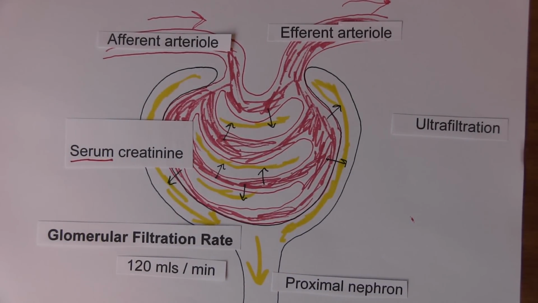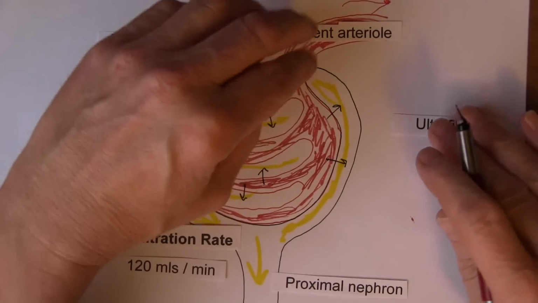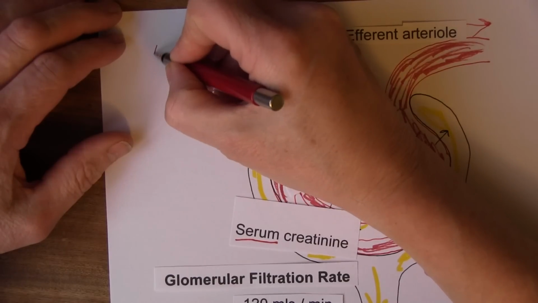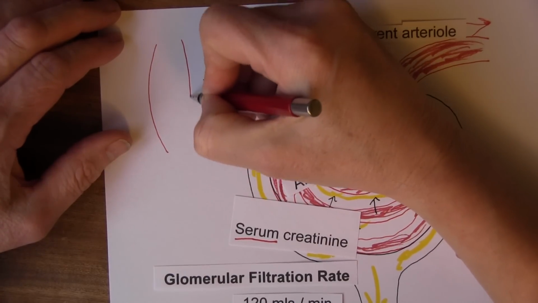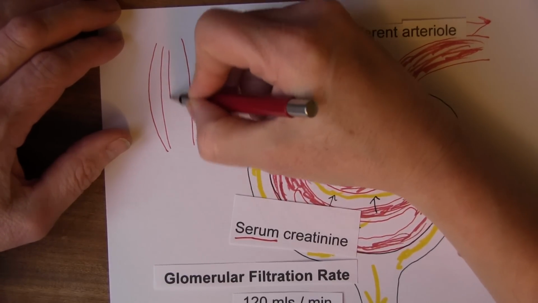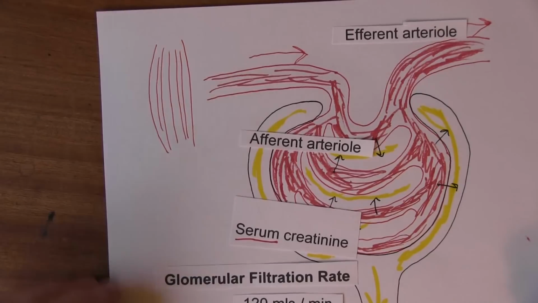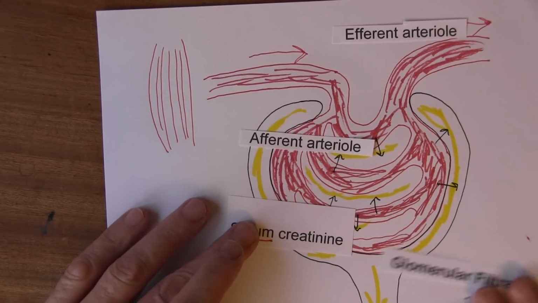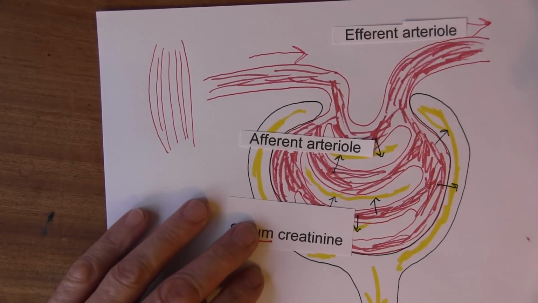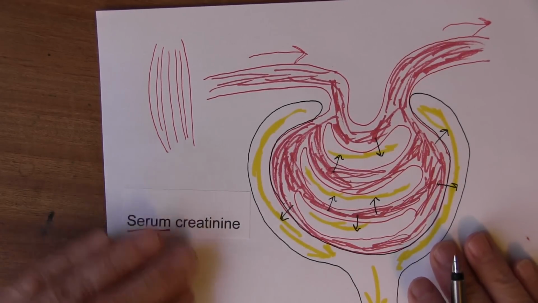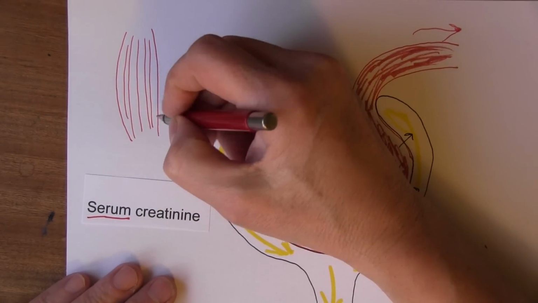Now creatinine itself is produced by the muscles. So here we have some muscles which are always producing, the skeletal muscle here. And these skeletal muscles are always releasing some creatinine into the blood. So the muscles will be releasing creatinine into the blood.